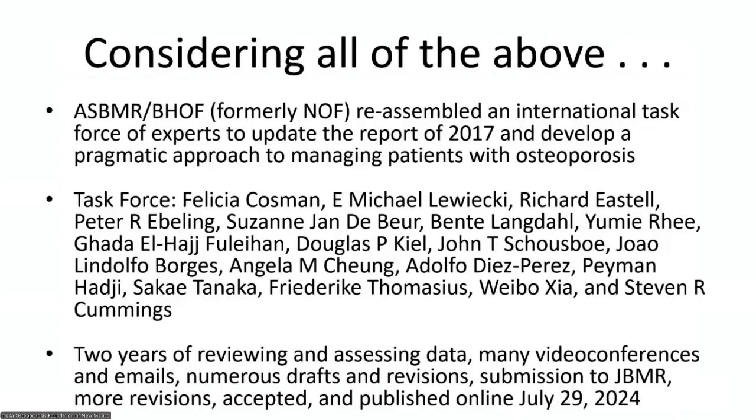So considering everything I've just explained, a new task force was reassembled, an international task force of experts, to update the report of 2017 and develop a pragmatic approach to managing patients with osteoporosis. The task force members you see here, I think you'll recognize some of the names. Some of those people are here in this room.